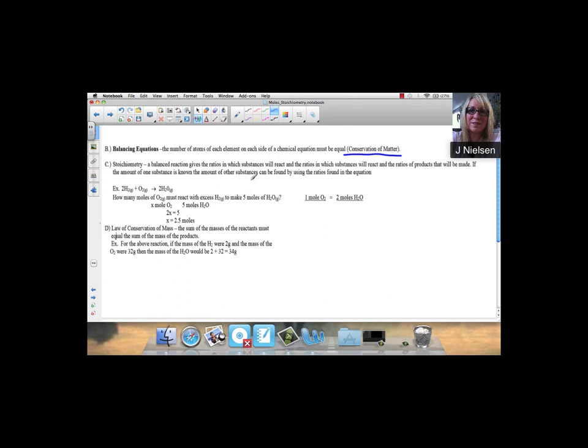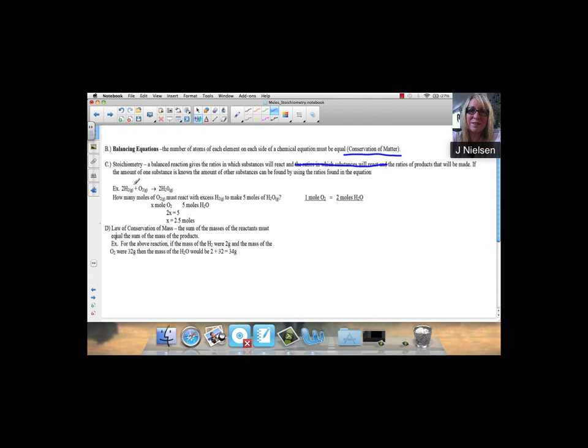Stoichiometry. A balanced reaction gives the ratios in which substances will react and the ratio of the products that will be made. If the amount of one substance is known, the amount of the other substance can be found by using ratios found in the equation. For example, here's a balanced equation.